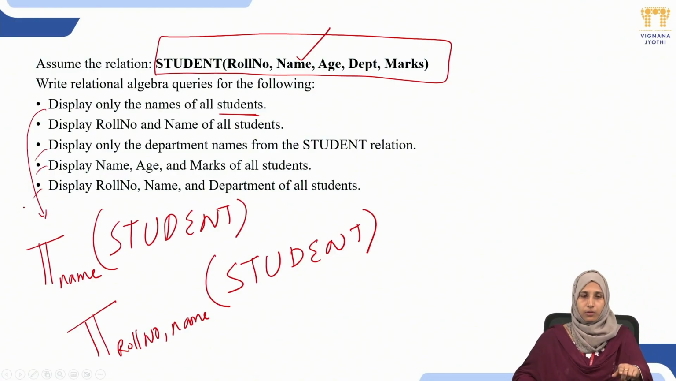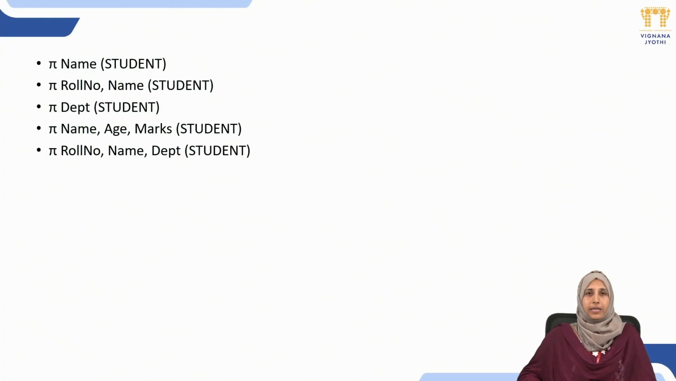I'll show the answers for all the queries. See, pi name student. Then project roll number, name from the student. Project department name from the student. Project name, age, marks of a student. Like this way.